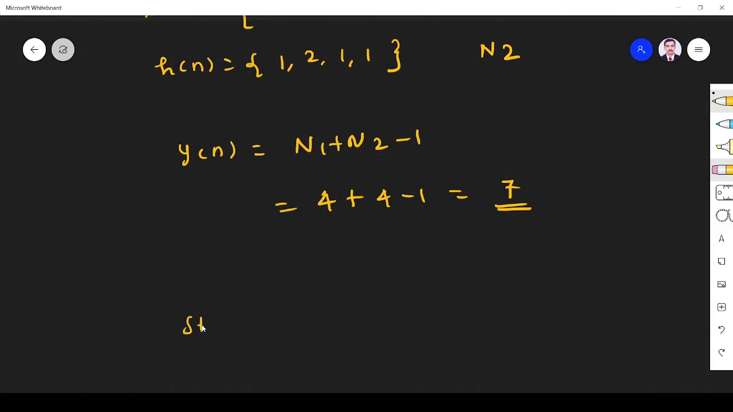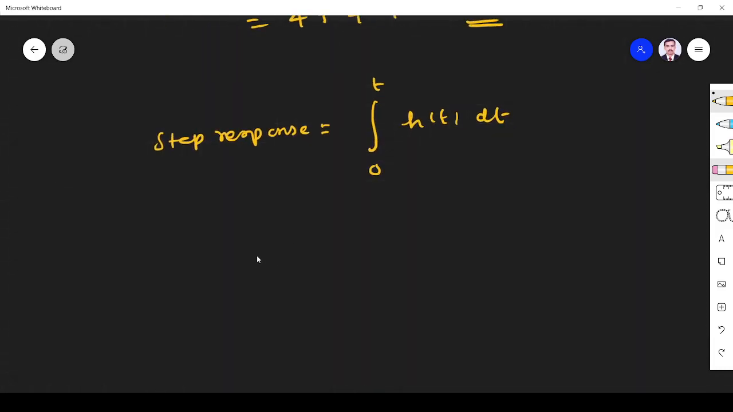So what is step response? Step response, you know, if you integrate impulse, we will get step. So if you integrate impulse response, you will get step response. So the integral of h of t dt, right? So integration of impulse response will give step response. Similarly, impulse response is the differentiation of step response, right?